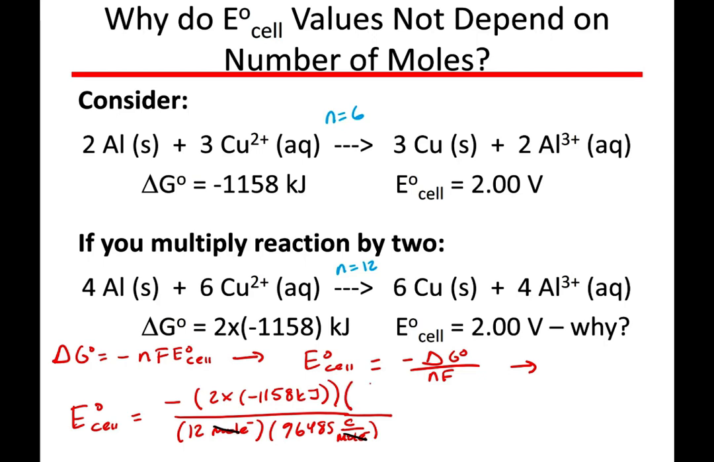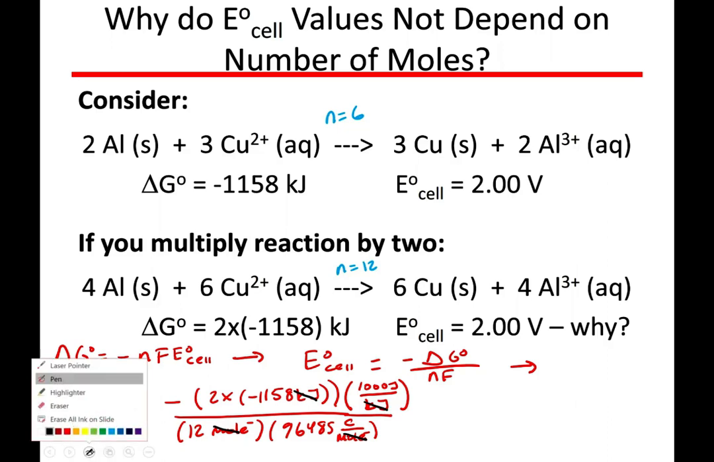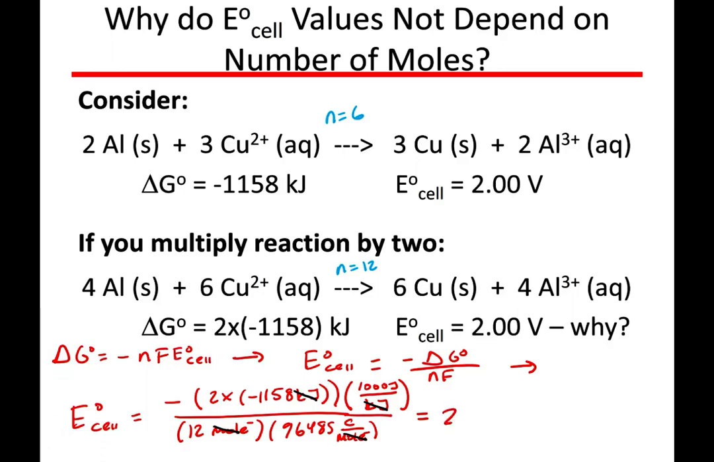So I'm going to convert the kilojoules into joules. 1,000 joules is 1 kilojoule. And now what I'm going to be left with is the kilojoules canceling out, and I get joules per coulomb. And that is a nice way to write the units because when we write joules per coulomb, that's the same thing as a volt. And the number that you get when you plug this into your calculator comes out to 2.00. And so you'll find this standard cell potential still remains 2 volts.